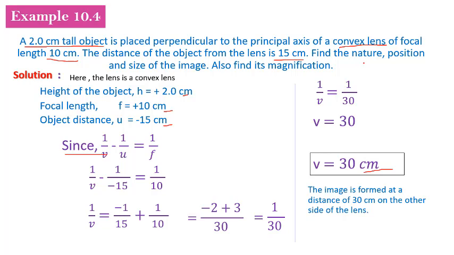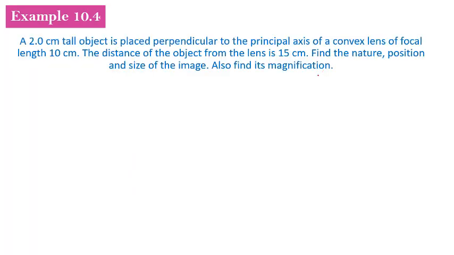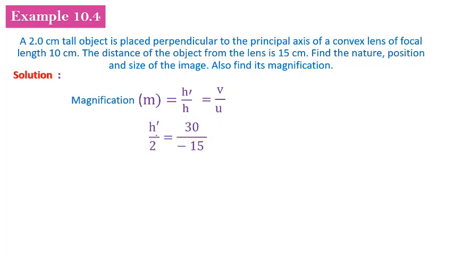Right now we have the position, but we have not got the size of the image. So how will we get the size of the image? We have to find h dash, the height of the image, and its magnification. Magnification is given by m equals h dash by h equals v by u. Here h is the height of the object, already given as 2 centimeter, v is 30 and u is minus 15.